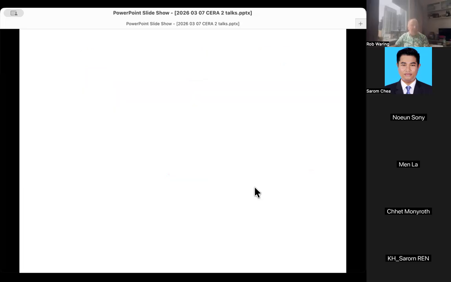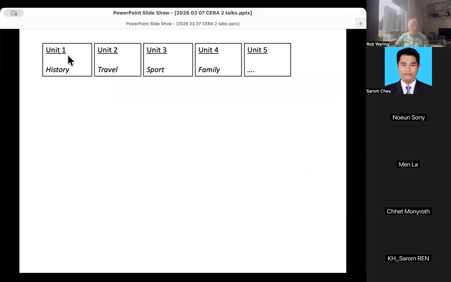There's another way that you can also do this. If you have different units in your book, let's say unit one's about history, unit two's about travel, unit three's about sport, and so on, that's fine. But unfortunately, this travel language is not going to come again later in the family lesson. This sports language is not going to come again later when talking about health.